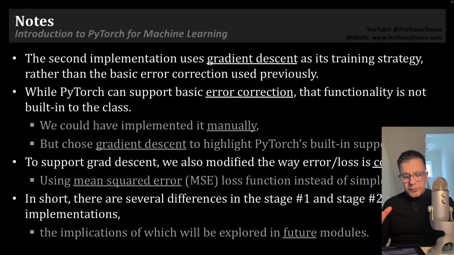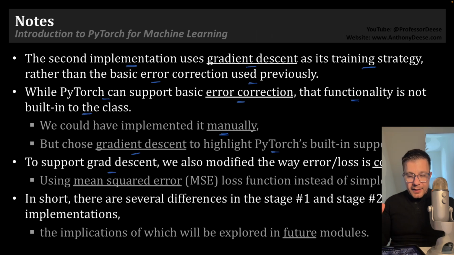Okay, so a couple notes here before we finish up this module. The second implementation, the one where we rewrote the code, uses gradient descent as its training strategy, rather than the basic error correction that we used previously in the MATLAB and in the first one-for-one code translation. Now, why? While PyTorch can support basic error correction, that functionality is not built into the class, so we would have had to implement it manually. So I chose gradient descent to highlight PyTorch's built-in support for this type of optimization.